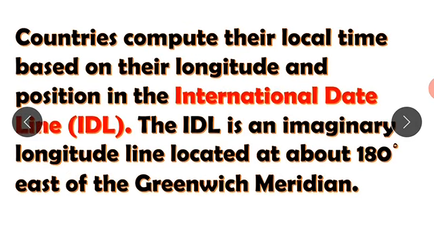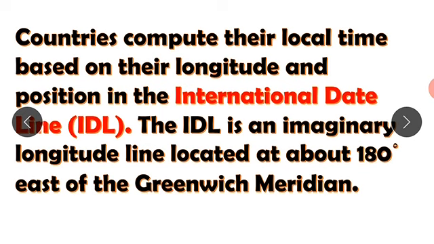So let's proceed to the international dateline. Countries compute their local time based on their longitude and position relative to the international dateline. The IDL is the imaginary longitude line located about 180 degrees east of the Greenwich meridian. The IDL is shown as an uneven black vertical line in the time zone map. It marks the area where the date changes by 1 day.